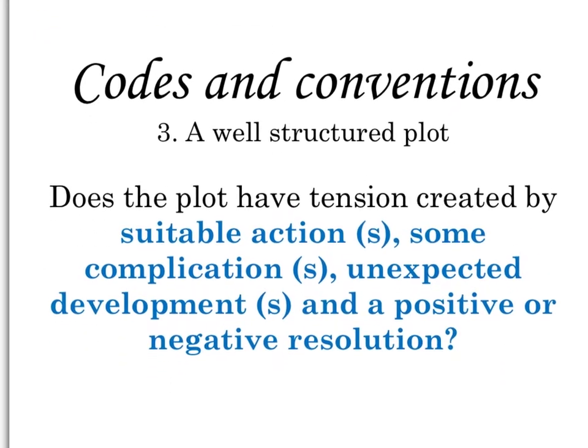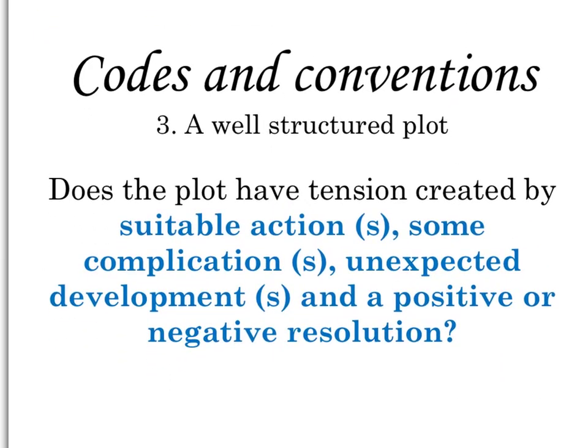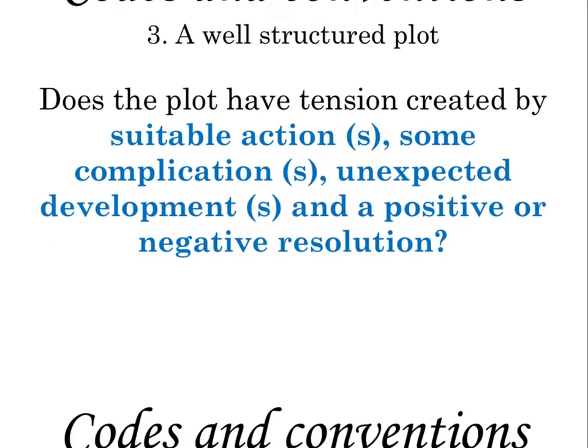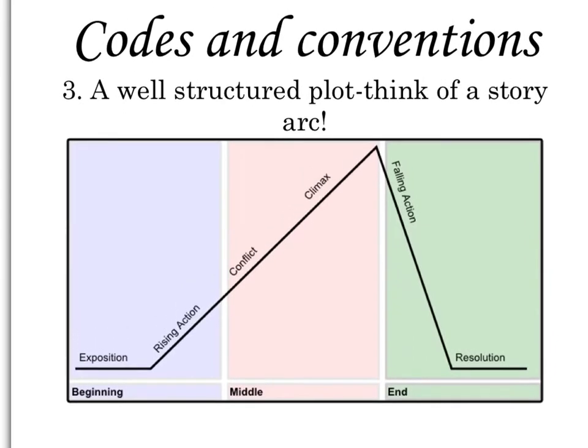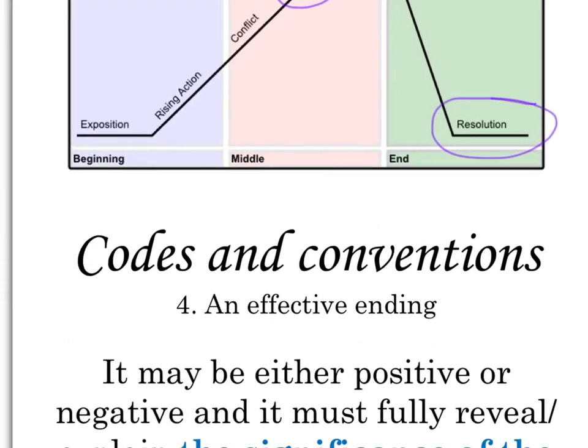Moving on, we have a well-structured plot. So, does the plot have tension created by suitable action, some complication, unexpected development, and a positive or negative resolution? Now, if you don't understand any of this, what I'm talking about is really just a story arc. So, if you choose the third coding convention, you're commenting on the story arc. Is it effective? You can comment on the arc as a whole, or you can look at just specific moments like the climax or the resolution. And that's what you're commenting on.